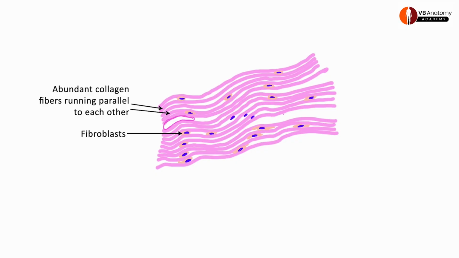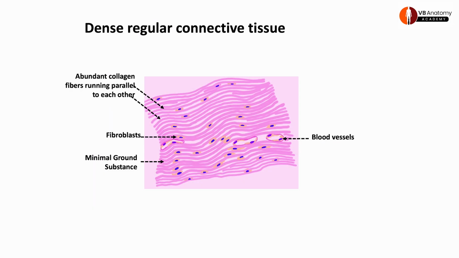In the gaps in between, we must add the blood vessels now. So add your blood vessels, the lining of the capillaries, the nuclei of the capillaries, stay in the cell, and there you have the slide of dense regular connective tissue. Label your diagram, making sure that you label the abundant collagen fibers running parallel to each other, the fibroblasts which are producing the collagen fibers, minimal ground substance, and blood vessels in between.